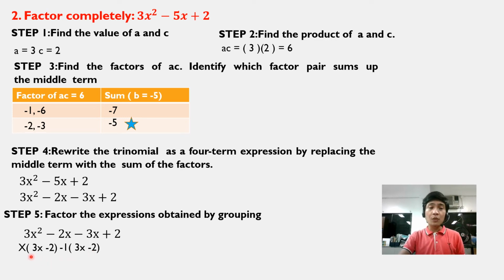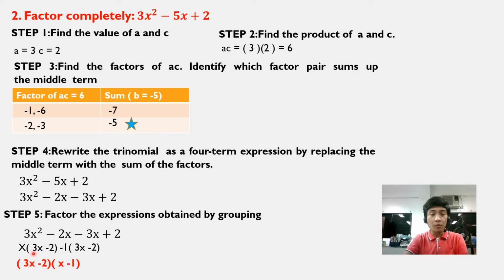So, next natin gagawin, kailangan natin tukuyin yung binomial na common sa first group. Meron sa first group, meron din sa second group. If you will try to check it, 3x minus 2 po yun. Pag nilabas ko itong 3x minus 2, pinag-isa sa kaliwa, ang matitira po sa loob ay x minus 1. Ulitin ko, pag nilabas ko yung 3x minus 2, pinag-isa sa kaliwa, ang matitira ay x minus 1.